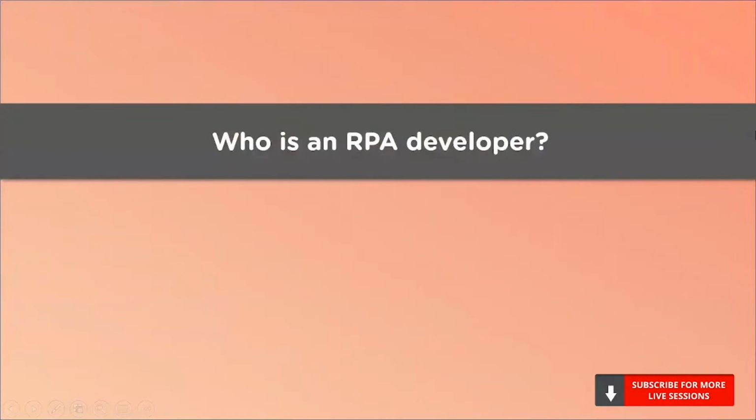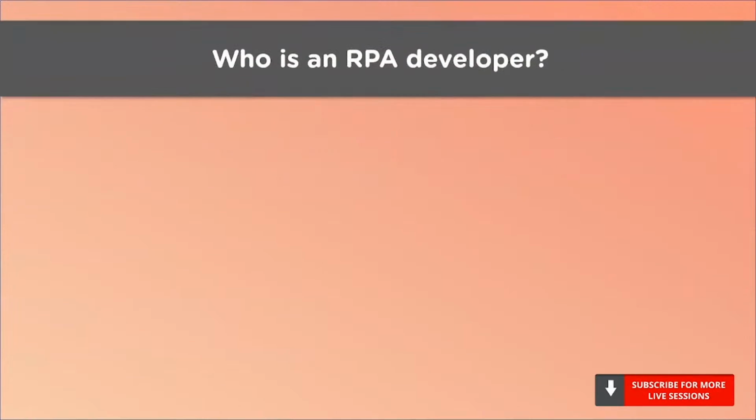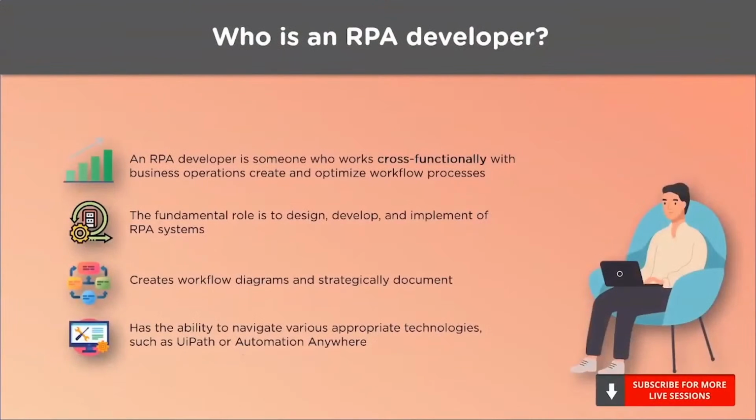First, let's understand who an RPA developer is. Generally speaking, an RPA developer is someone who works cross-functionally with business operations and business analysts to create and optimize workflow processes. However, this is a relatively new career path and many organizations' formal titles for RPA developers differ. Other similar positions may use titles like process designer or automation architect.